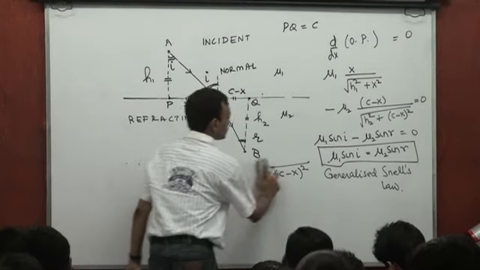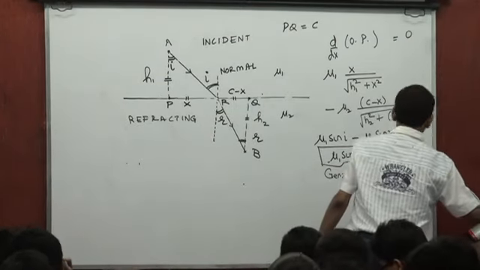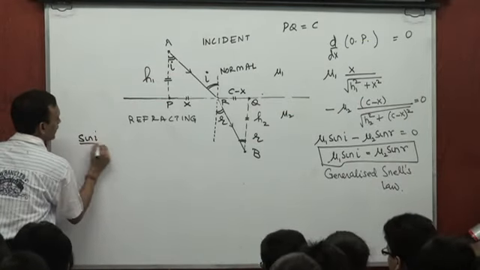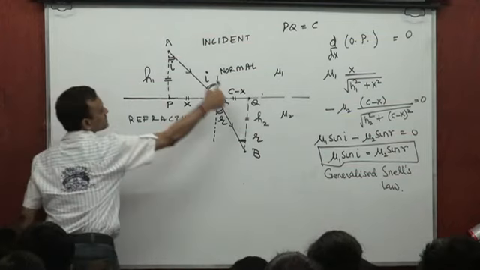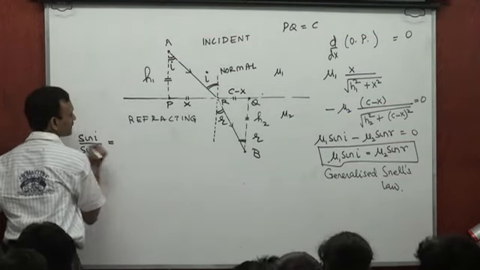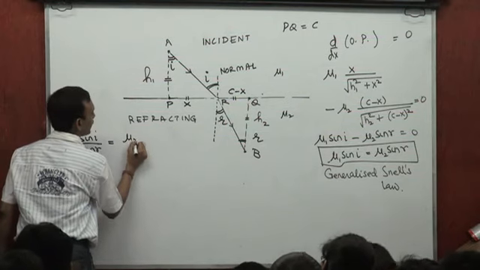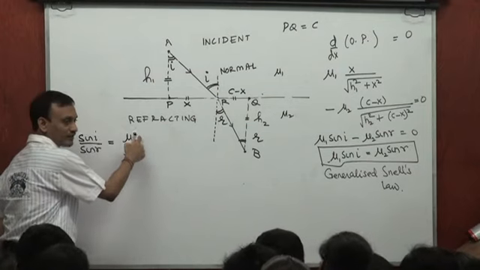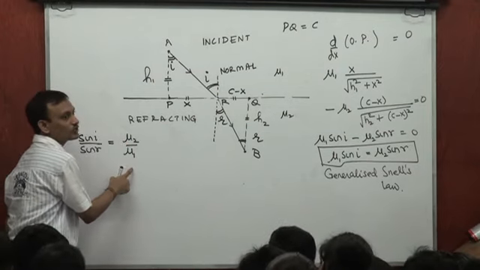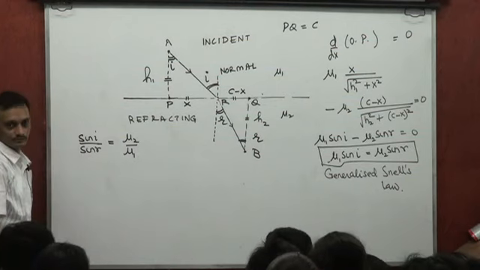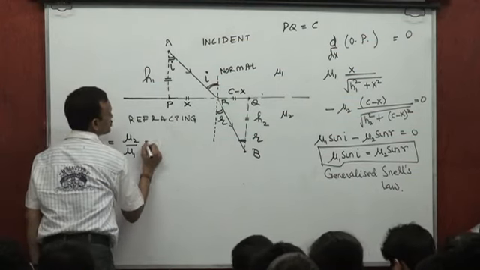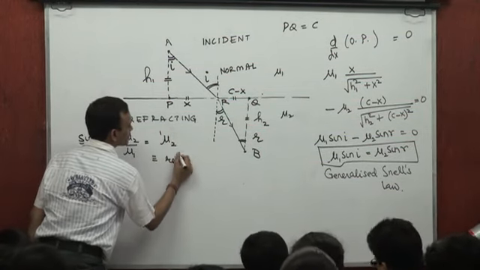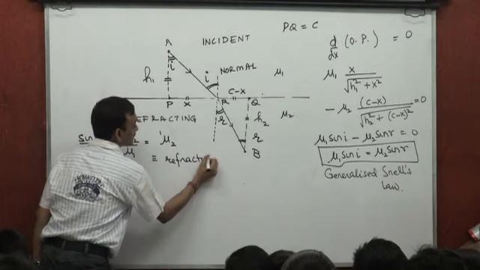Now, we then have sin I by sin R. Sine of the angle of incidence divided by sine of angle of refraction as mu2 by mu1. Refractive index of the refracting medium divided by refractive index of the incident medium. This mu2 by mu1 is said to be the refractive index of the second medium with respect to the first.